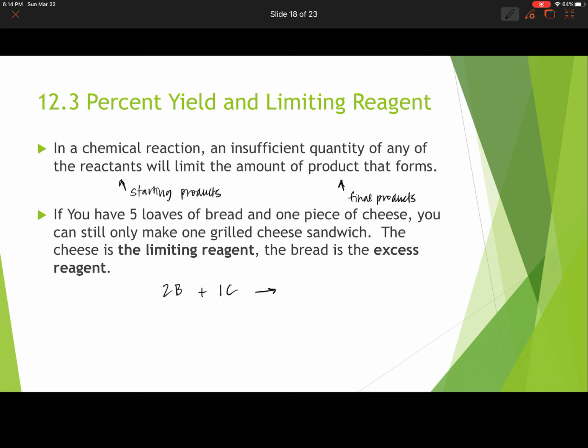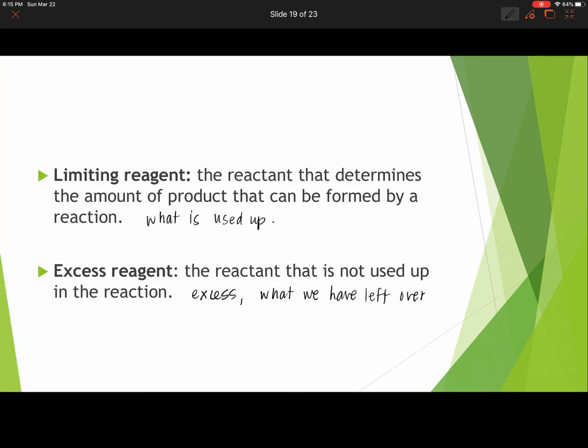So in our equation, we have 2 bread plus 1 piece of cheese, or 1 cheese, or just C, makes B2C, right? So even if you have 100 pieces of bread and 1 piece of cheese, you can still only make 1 sandwich. The cheese is the limiting reagent because it's what's limiting how many sandwiches you can make, and the bread is the excess reagent because we have bread in excess. So when we have a limiting reagent, it's what's used up, the reactant that determines the amount of the product that can be formed, and the excess is what we have left over.